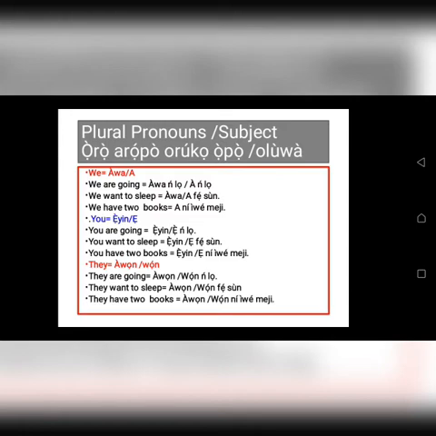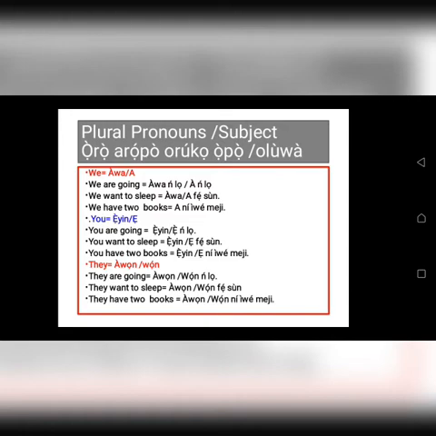You have two books. Ẹ̀yin ní ìwé méjì, or ẹ ní ìwé méjì. Take note of ẹ̀yin and ẹ. It's almost the same thing, just as we have àwa and a. And the third is they, àwọn, or wọ́n.